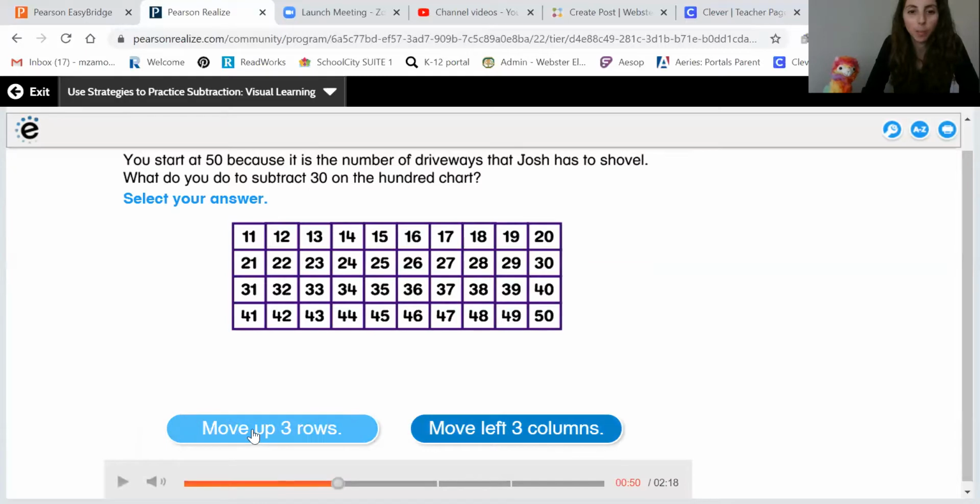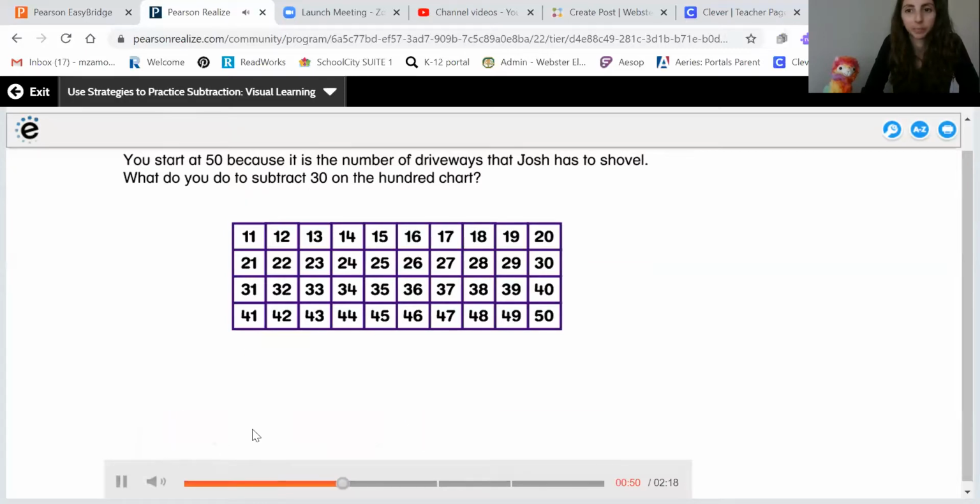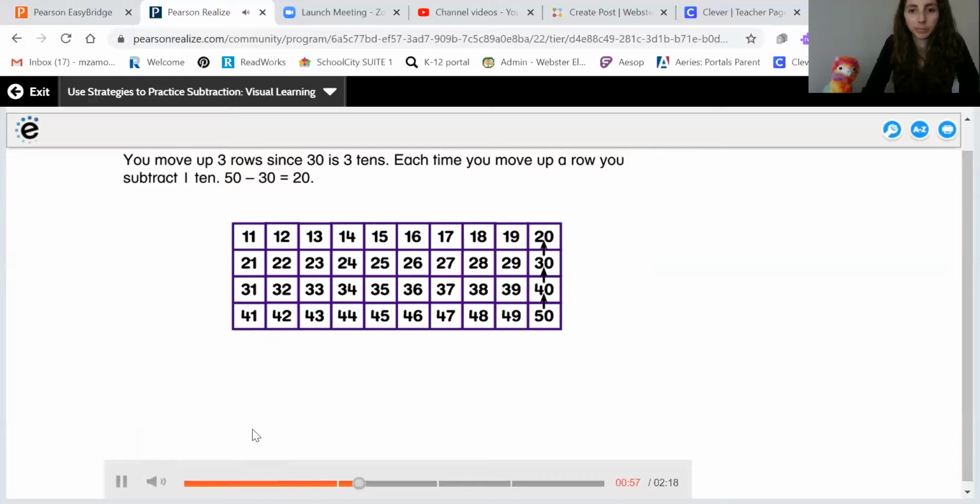We're going to move up 3 rows. You move up 3 rows since 30 is 3 tens. Each time you move up a row, you subtract 1 ten. 50 minus 30 equals 20.